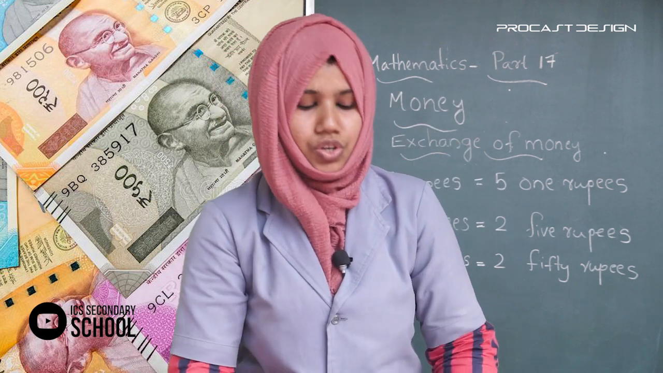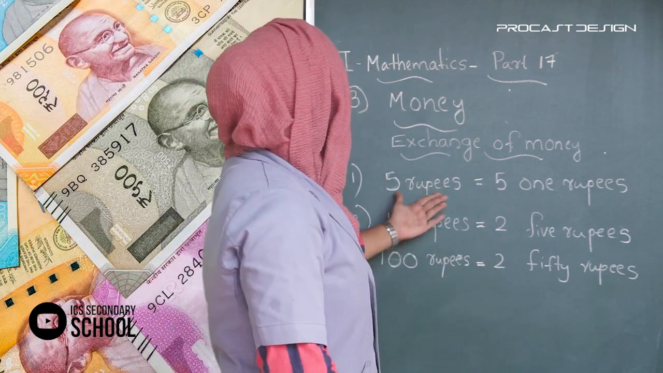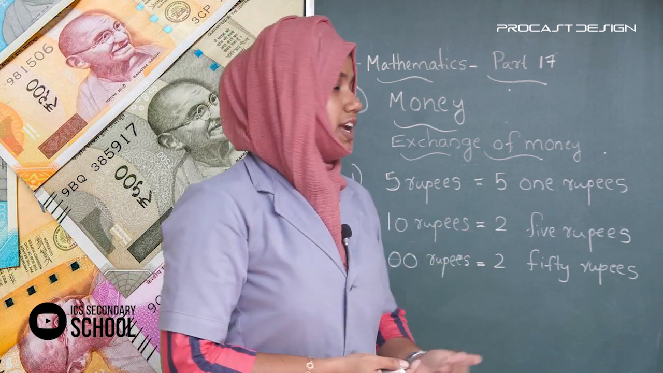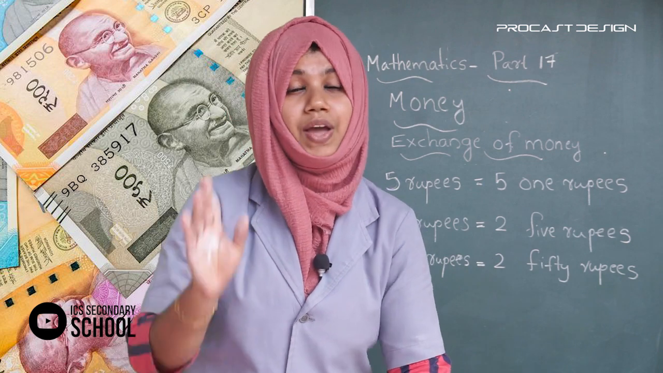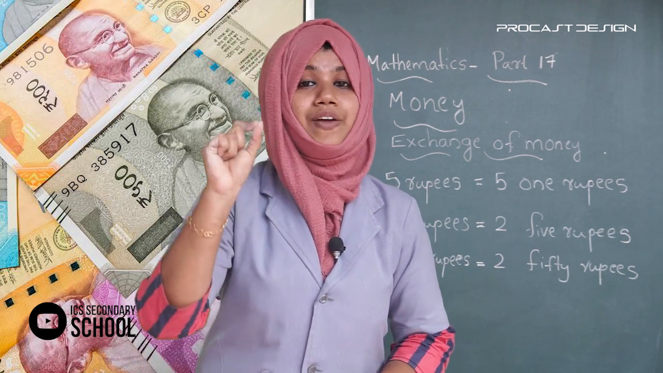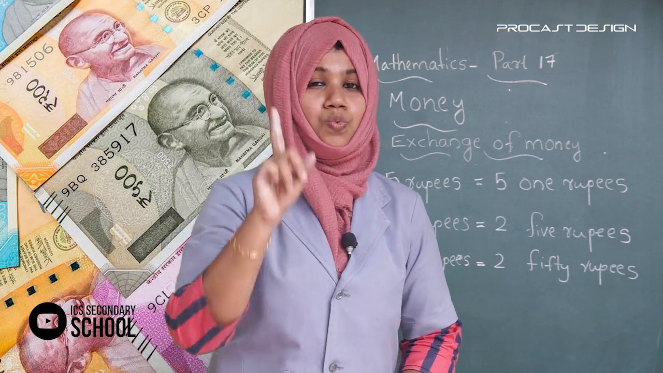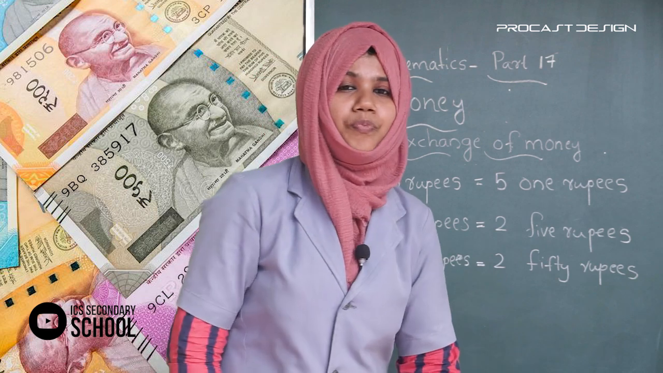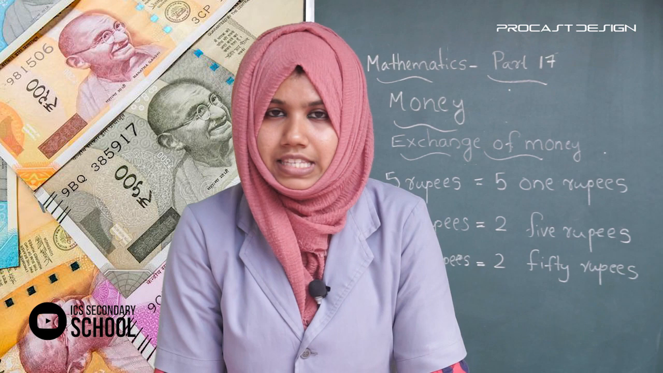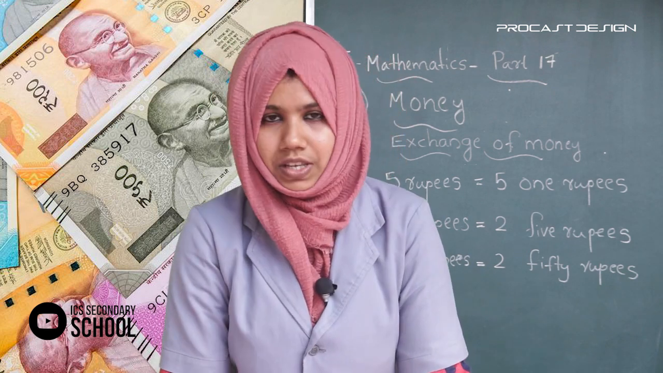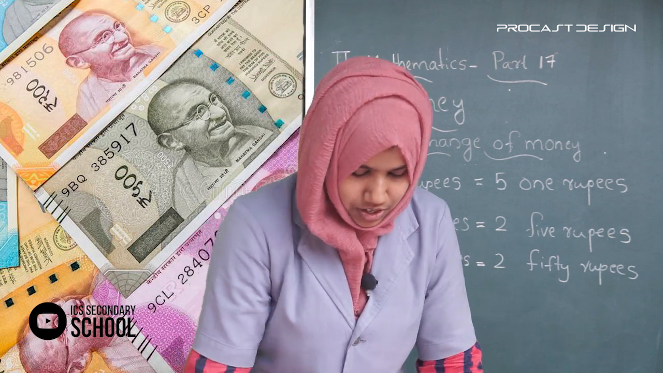Is it clear? So this is the exchange of money. That means here there are 3 items: 5 rupees is the same as 5 1 rupees, the second is 10 rupees, which is the same as 2 5 rupees, and the third is 100 rupees, which is the same as 2 50 rupees. Is it clear?